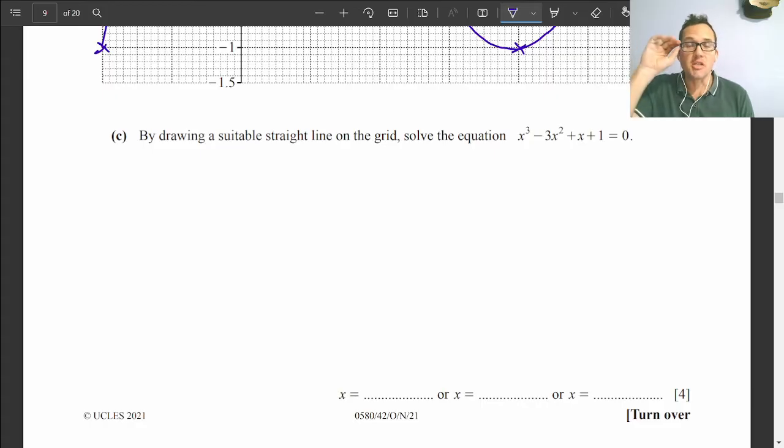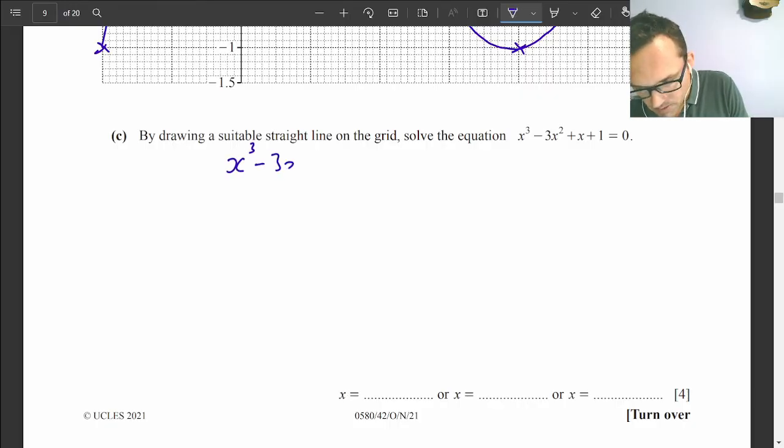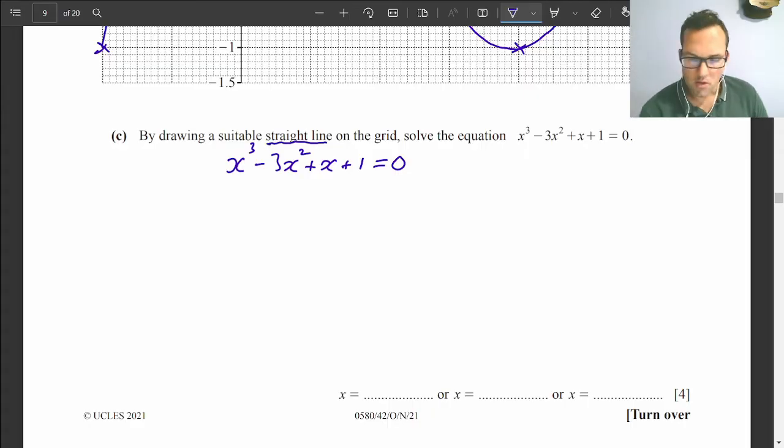Right, question 5c is a little bit more of a challenge. All right, let's see. They give us this equation here. I'm going to write it down. x cubed minus 3x squared plus x plus 1 equals 0. And then they say we have to draw a straight line to solve the equation. Let's see what we have.